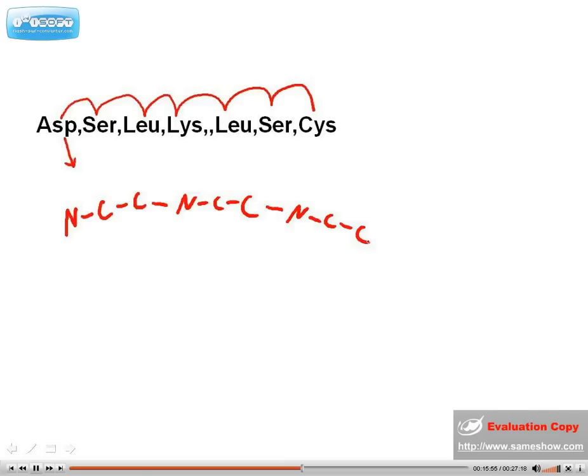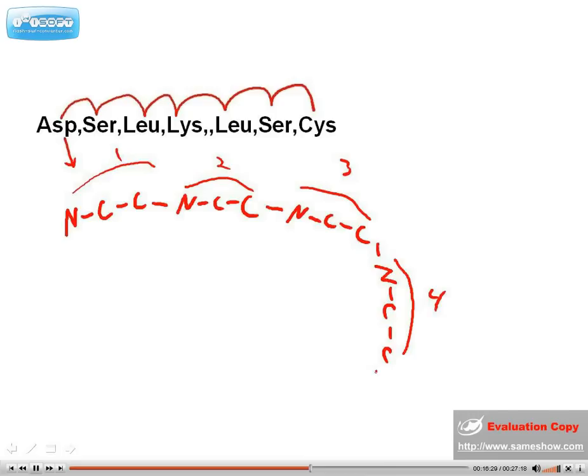Now, what's going to happen is you're going to create what we call a hairpin polypeptide. And it looks just like a hairpin. It's going to double back on itself. So NCC, and this is where you're going to have to start turning the paper. And just so I don't lose count, that's 1, that's 2, that's 3, that's 4.